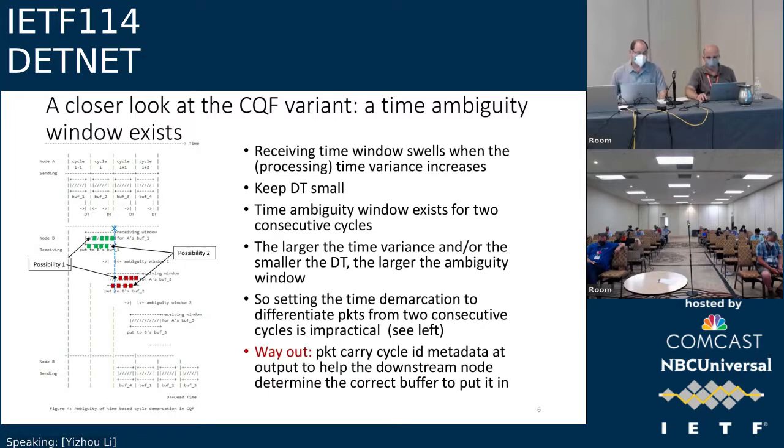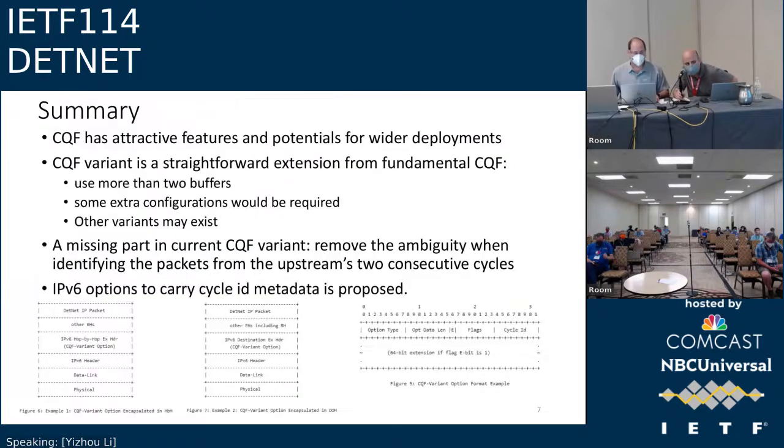So a straightforward way out is to let the packet carry the cycle ID as metadata at the output, to help the downstream node determine which is the correct buffer to put it in. I think I'm running out of time. Yeah. So here we have shown the packet IPv6 option format, but I don't think that's the most important one.